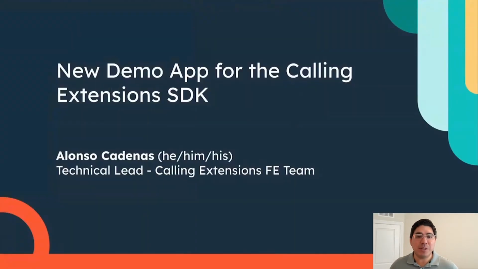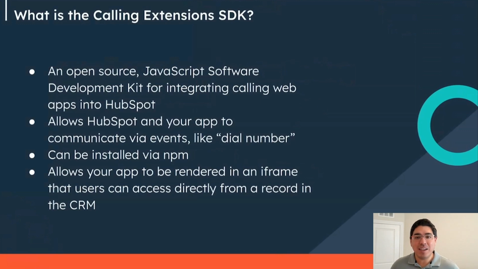So let's begin by answering: what is the Calling Extensions SDK? It is an open source JavaScript software development kit for integrating calling web apps into HubSpot. It allows HubSpot and your app to communicate via events like dial number, in the case that HubSpot needs to let your calling app know that the user intends to make a call.